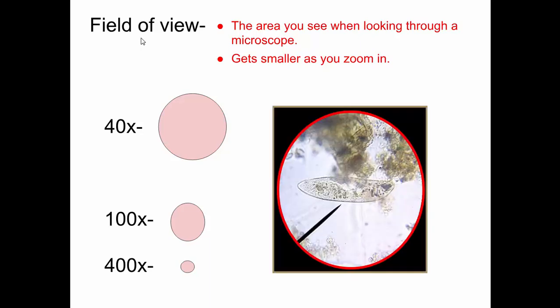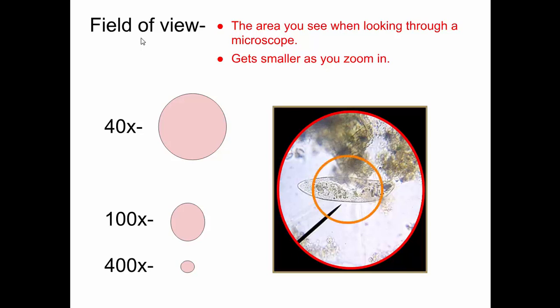So if I'm looking at this paramecium, the red circle is what I would see under low power. If I were to switch to medium, how much of this paramecium would I see? All of it? Nope. The entire thing, or just that little guy in the middle? It's this.